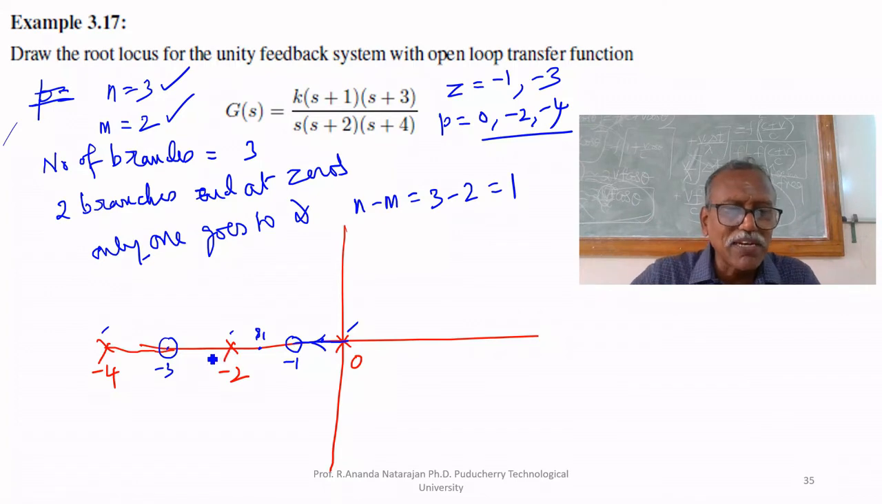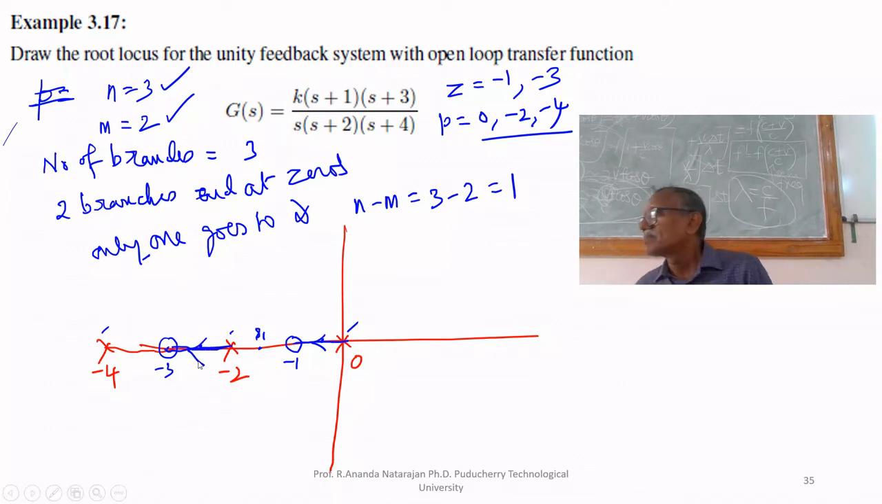If we select a point between minus 3 and minus 2, to its right, how many poles and zeros? Odd number of poles and zeros. So you will get 180 degrees. Therefore, any test point between minus 3 and minus 2 is part of root locus. Therefore, it starts at minus 2 and ends at minus 3. That is also root locus.